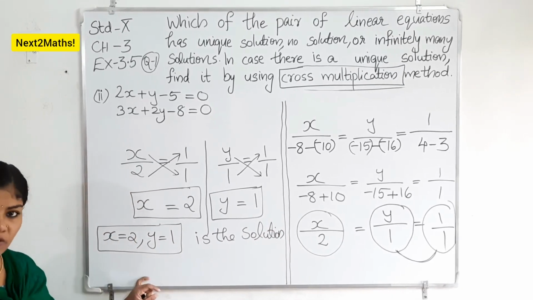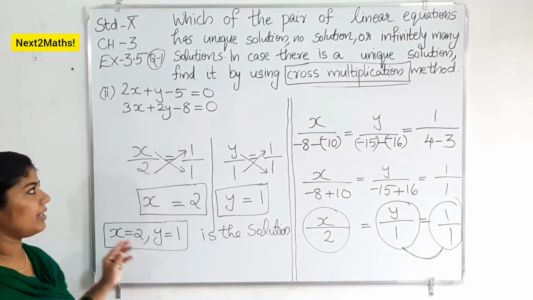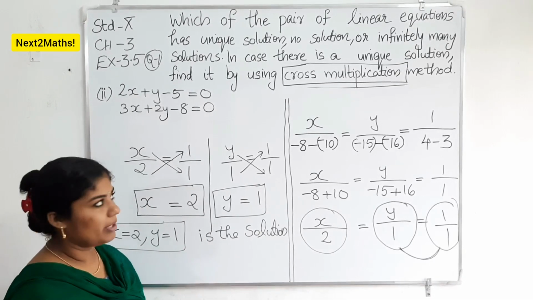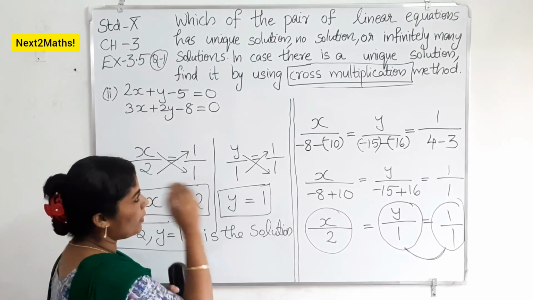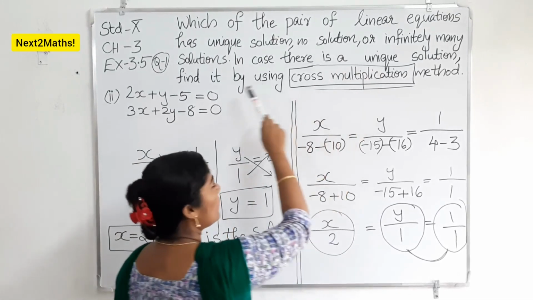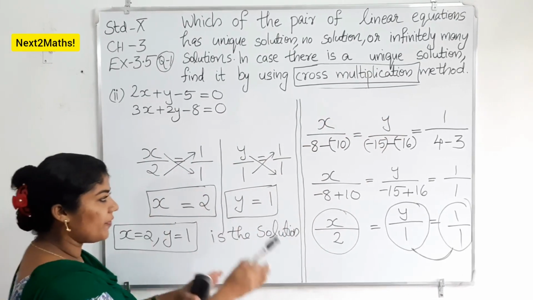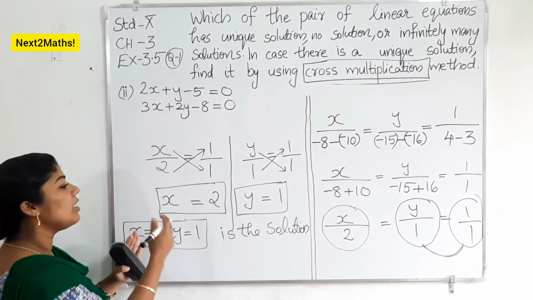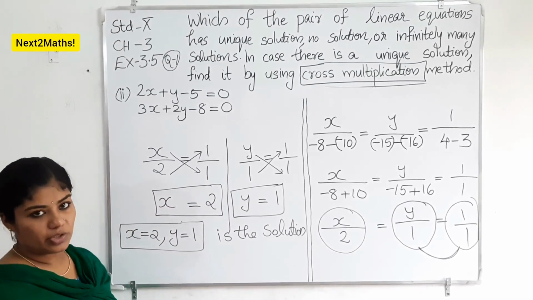Here in this pair of linear equations, you got a unique solution by the condition a1 by a2 not equal to b1 by b2. And based on that condition, if your problem has a unique solution, you are finding that using the cross multiplication method. And after completing each step, we reach what is x and what is y, and we got the solution.